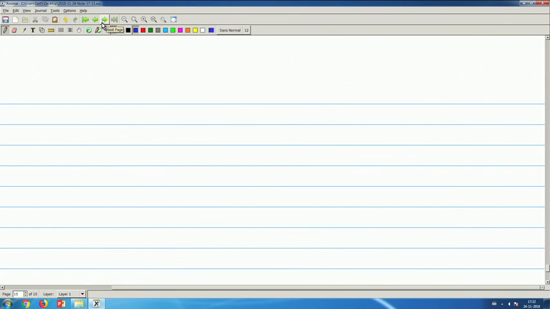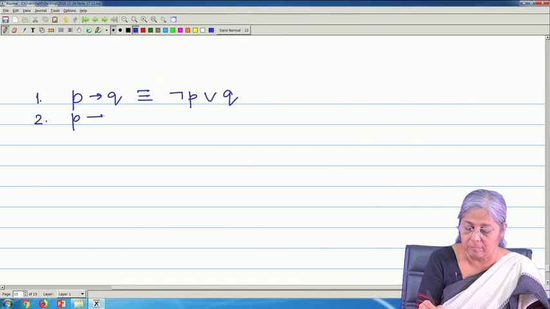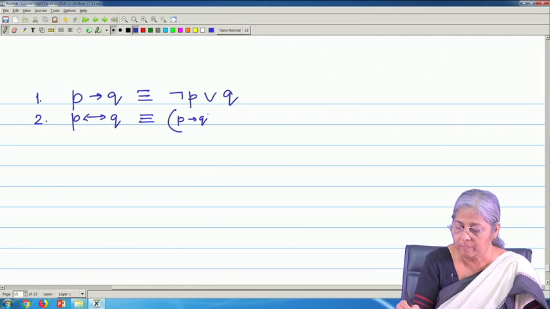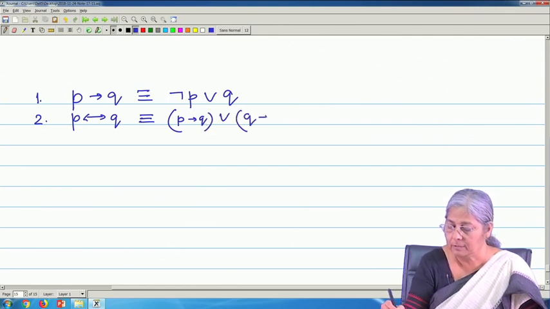Now what we have seen are two equivalences of conditional and biconditional propositions: P implies Q is equivalent to negation P or Q, and P if and only if Q is equivalent to P implies Q and Q implies P.